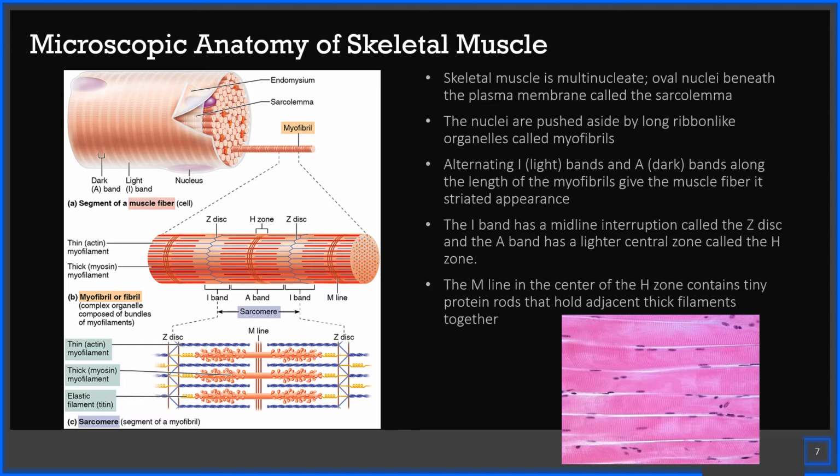Another organelle to take note of is called the sarcoplasmic reticulum, SR. If you recall from our lecture on cells, it's kind of like the endoplasmic reticulum, and it's the specialized smooth endoplasmic reticulum that is responsible for the storage of calcium and its release on demand when the muscle fiber is stimulated to contract.